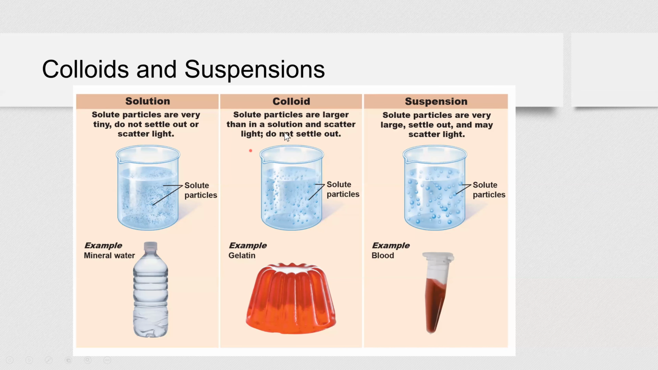So colloid, we have particles that are larger than in a solution and scatter light but do not settle out. So gelatin would be an example. And suspension, when we have solid particles that are very large, they settle out and may scatter light. An example they give you is blood. However, I'm going to give you a different example because your blood is actually all three of them. Your blood is suspension and colloid and solution, right?